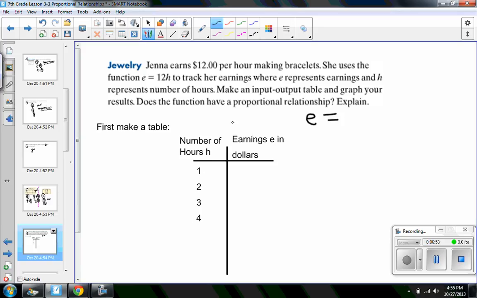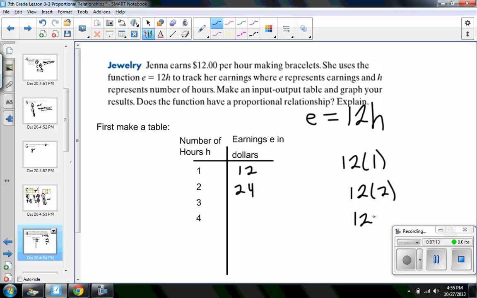So our input is our H. So I'm going to take 1, plug that in. So 12 times 1 is 12. Then I'm going to take 2, plug that in. 12 times 2 is 24. Then I'm going to take 3, plug that in. 12 times 3 is 36. And then take 4, plug it in. 12 times 4 is 48.